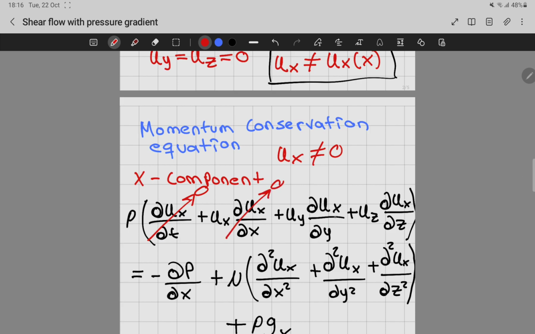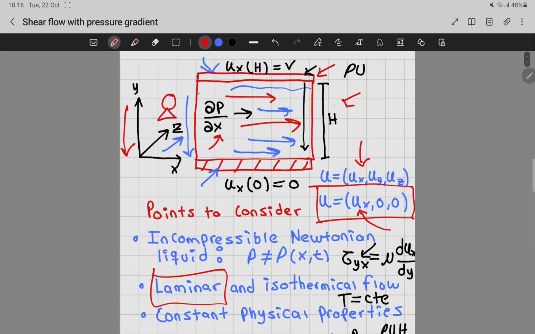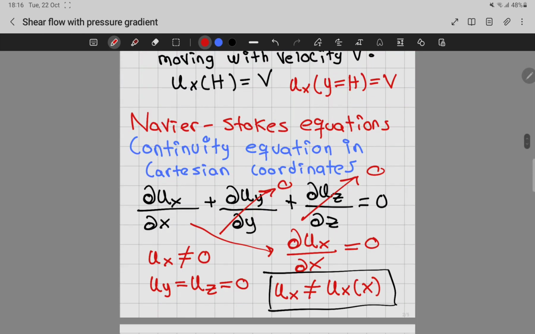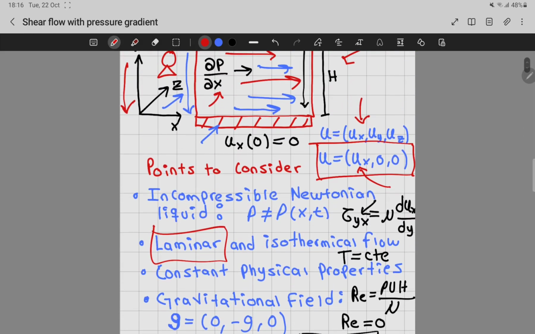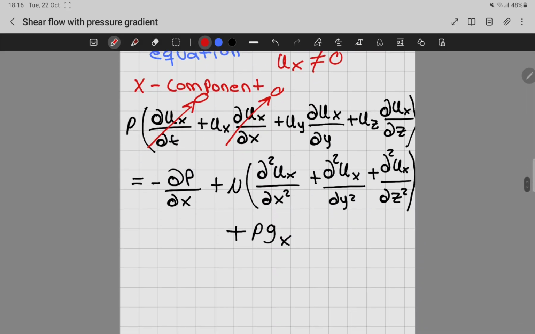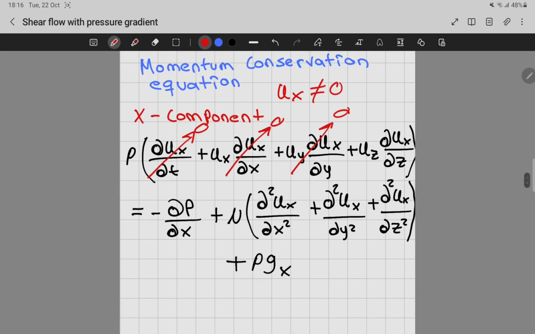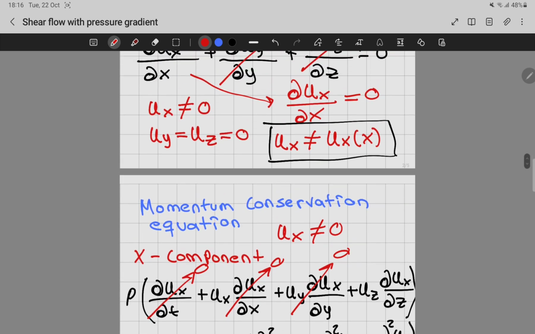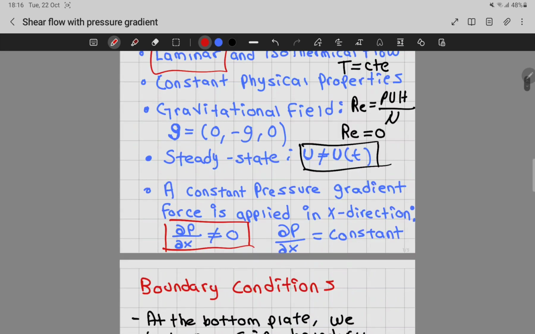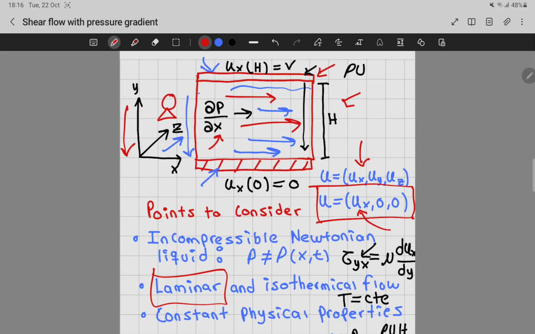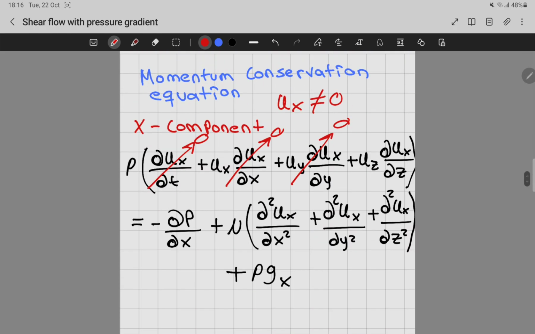ux is going to depend on y because, as I said before, the velocity will vary in y direction because momentum is being transferred from top to bottom, but uy is 0 because of what we discussed here. So this term is 0. Similarly, uz is also going to be 0 because of what we specified here, but also ux is not going to depend on z because z is the neutral direction and nothing is happening over there. So this whole term is 0.